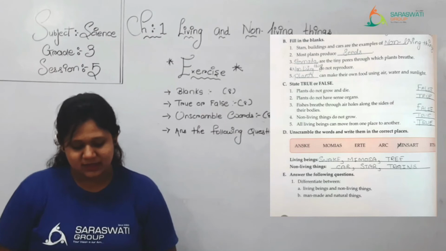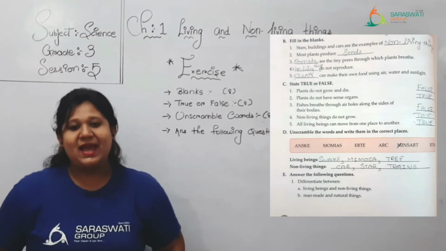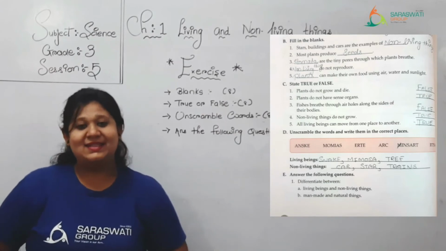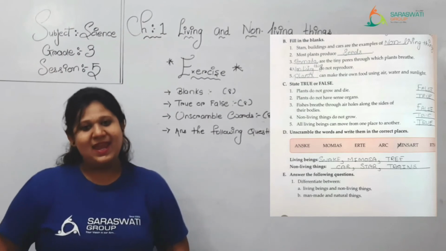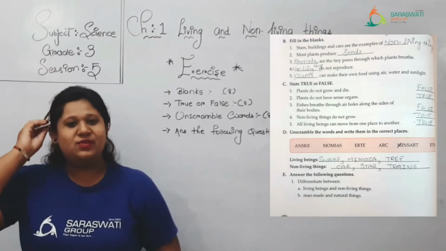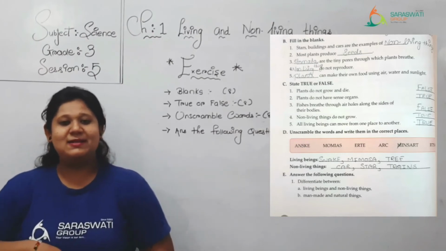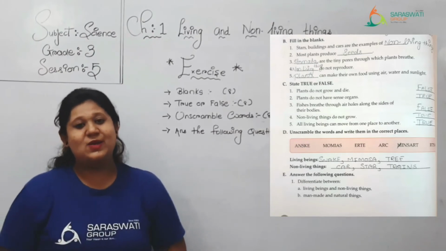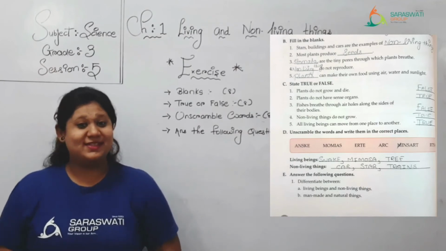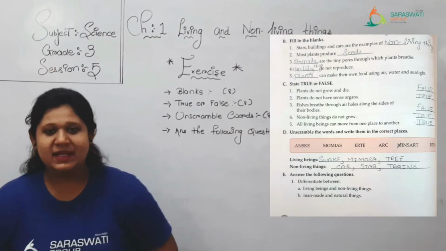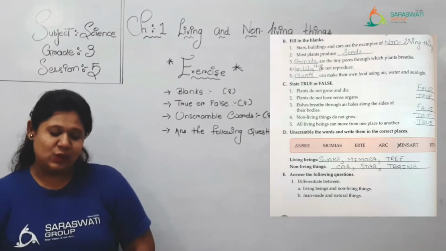Now last one, RTSA. That is star, STAR. So we are supposed to write down it in which column? Living thing वाली column में, non-living thing वाली. Yes, we are supposed to write down in the second column non-living thing because it is a non-living thing. Clear? I hope you understand all these things.